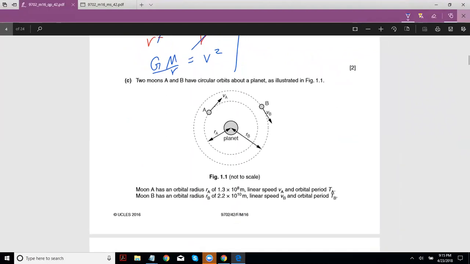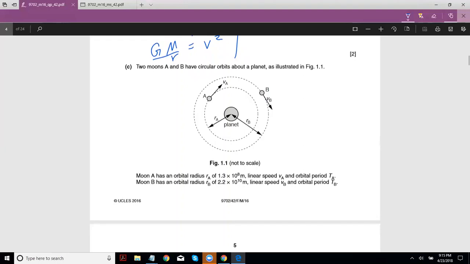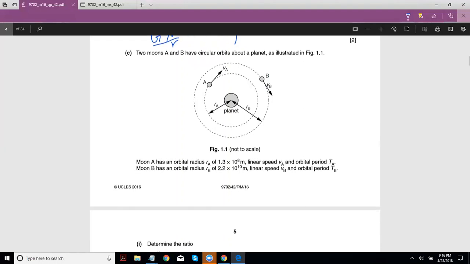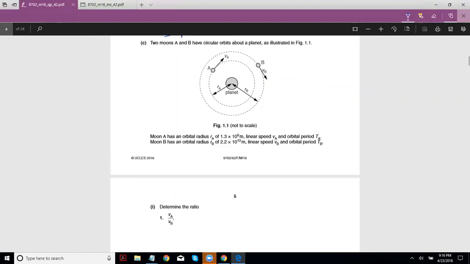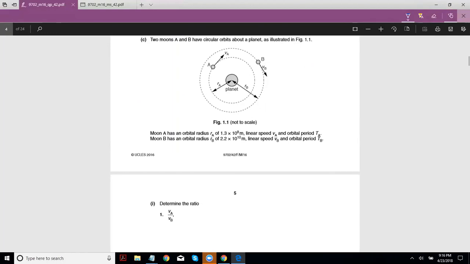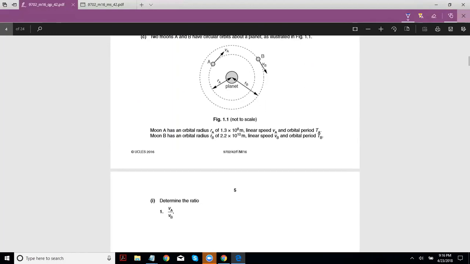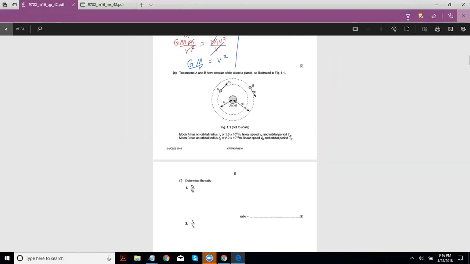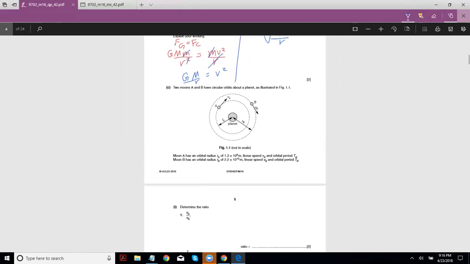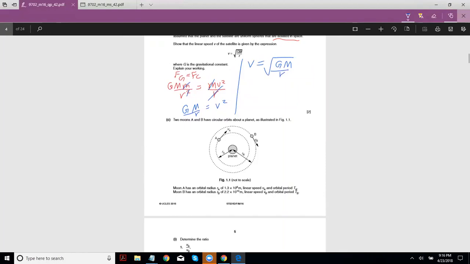So two moons A and B have circular orbits about a planet as illustrated in figure 1.1. It's not to scale. Moon A has orbit radius of something, period दिया हुआ है, linear speed दी हुई है. Same done with moon B. Now to determine the ratio of VA to VB, which is basically you just input it into this formula.